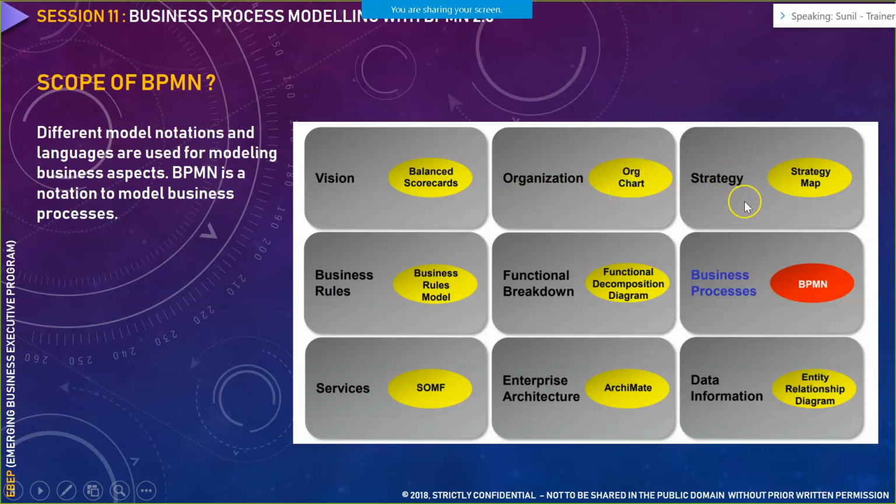For defining your strategy, you would be using a technique called strategy map. For defining the business rule, you would be using the technique called business rules model. For defining functional breakdown, you would be using a technique called functional decomposition diagram. Same for services and enterprise architecture, followed by data information. So every scope that you bring under BPMN would have an associated technique to it.